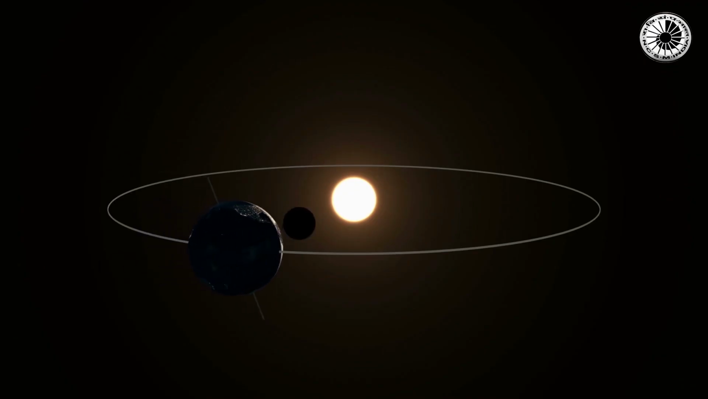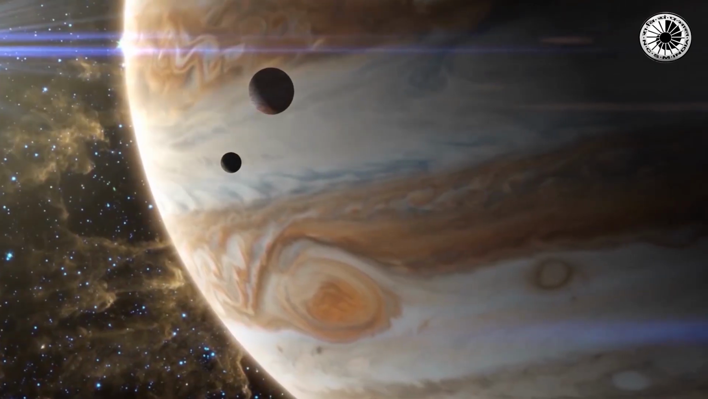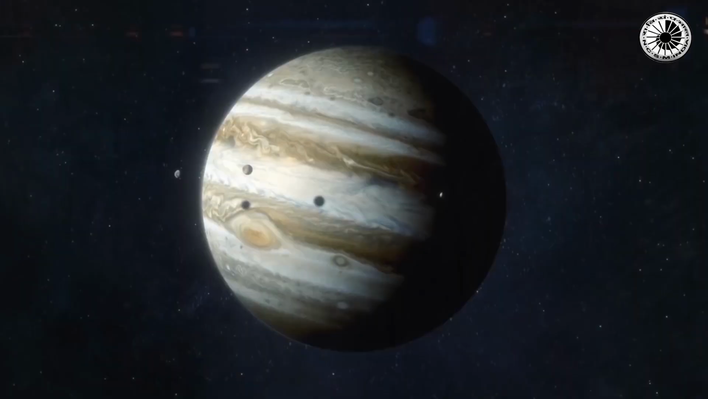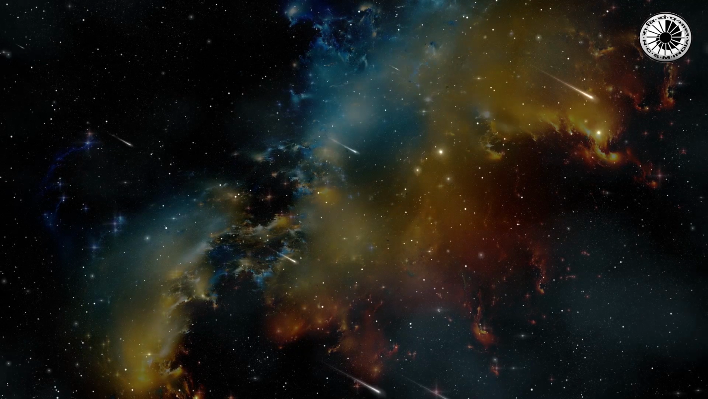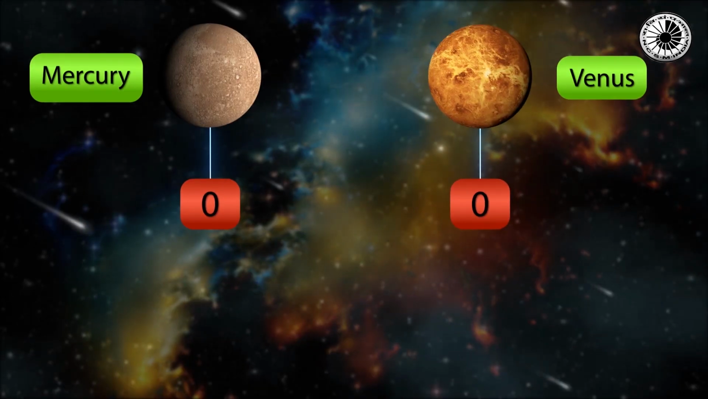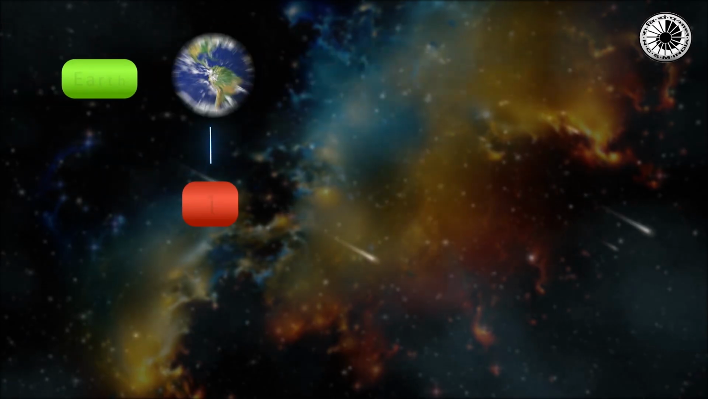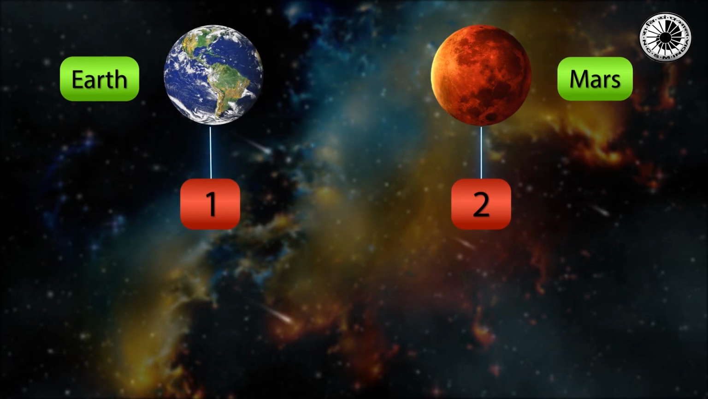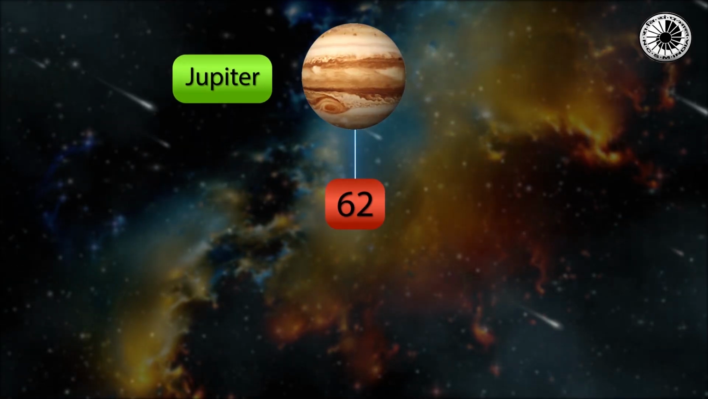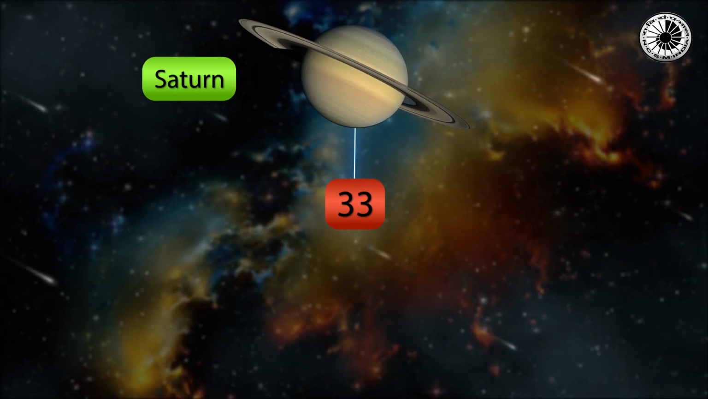Earth is not the only planet in the solar system which has a moon, but there are many small moons that may be asteroids captured by their planets. Only Mercury and Venus do not have any moons. By comparison, Earth has 1 moon and Mars has 2. Jupiter has the most of any planet. Saturn is second.